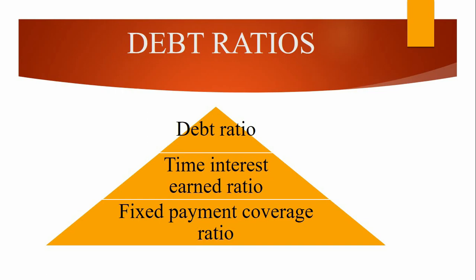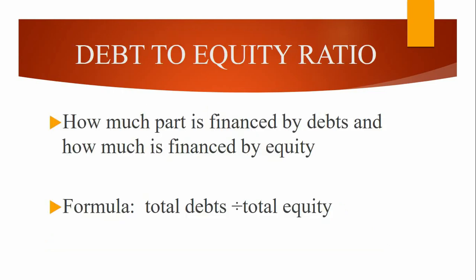Here the important debt ratios are the debt ratio or debt to equity ratio, the time interest earned ratio, and the fixed payment coverage ratio. The first one is the debt to equity ratio. This ratio indicates how much of the assets are financed by debt and how much by equity. It means how much of the investment is made by the creditors and how much by the owners.